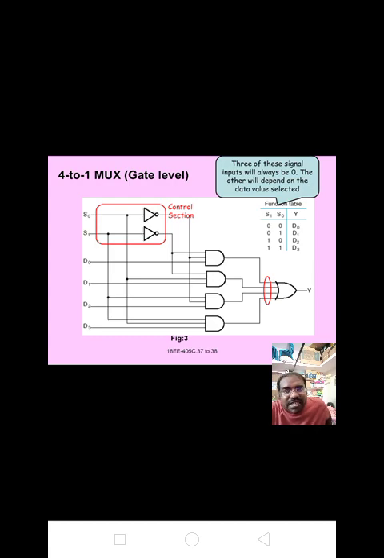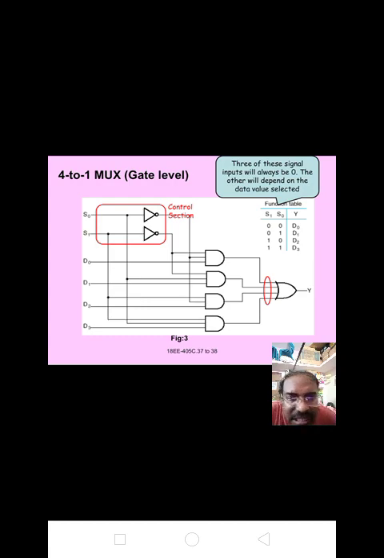Here we are taking these input lines with the help of inverters. S0 has one inverter and S1 has one inverter, as well as we are taking the input lines D0, D1, D2, D3, and we have taken 4 AND gates and 1 OR gate for getting the output.